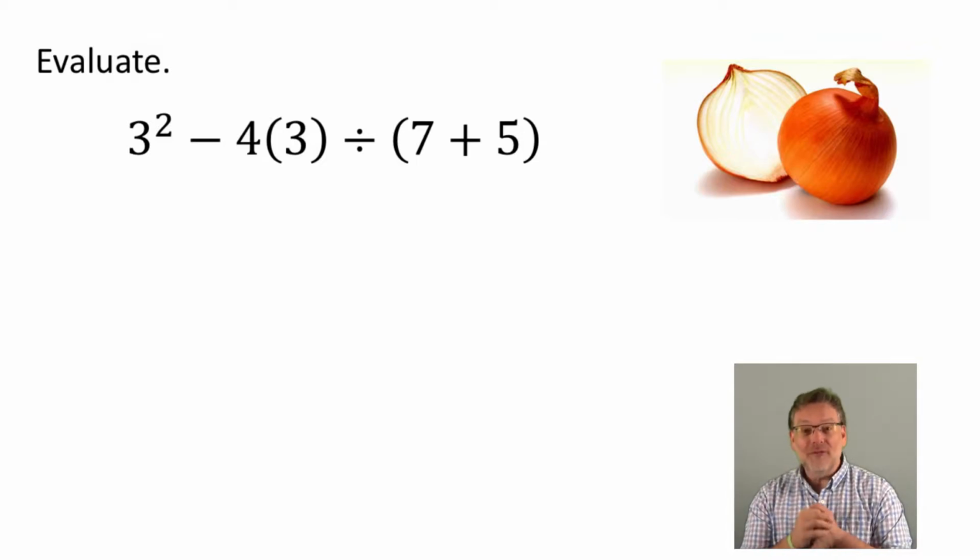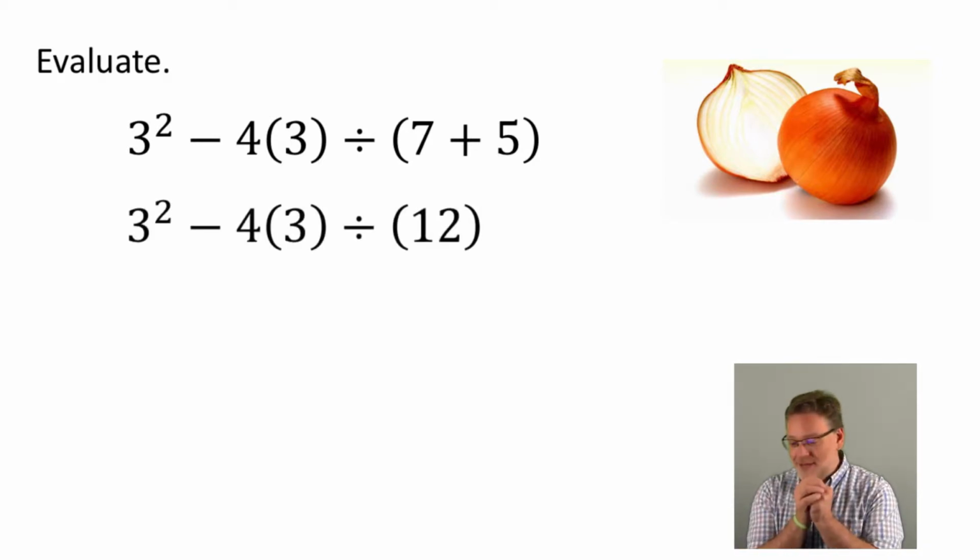And the answer, hopefully, that you see is, much like before, the parentheses are done first. That is the center of the onion. Everything else builds around that. So we do that first. 7 plus 5 is 12. So we've done the center of the onion.